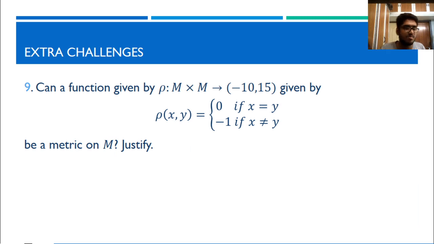Now, the first question is simple. Do not post the answers until I tell you to. Let me read it. Can a function rho from m cross m to the interval minus 10 comma 15, given by rho of x comma y equal to 0 if x is equal to y, and minus 1 if x is not equal to y, be a metric on m? Why or why not?